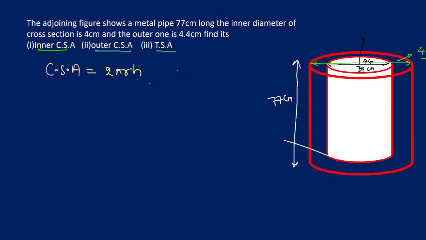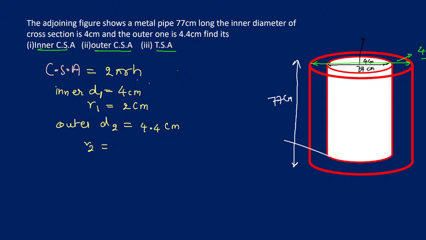Let's take the inner one. Let me specify the radius first. The inner diameter I am representing as D1. The inner diameter of the cross section is 4 centimeter. It means the inner radius R1 will be 2 centimeter. Correct? Now the outer diameter is D2, which is given as 4.4 centimeter. Then R2 is what? The outer radius R2 is 2.2 centimeter.